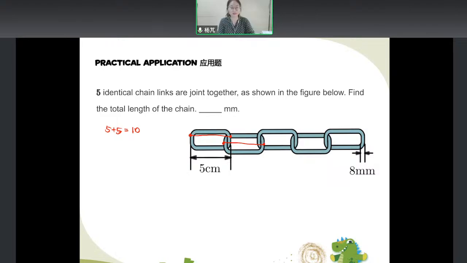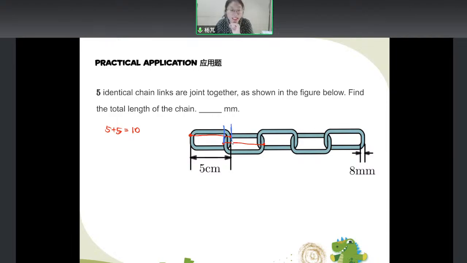Okay, the problem is coming. If I count it for twice, that means after I use 5 plus 5, I need to minus something. Minus the overlapping. I just want to count it for once. So, the problem is, how long is the overlapping part? How long is the overlapping part?